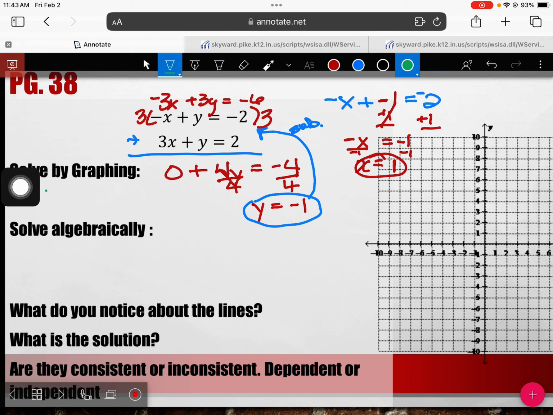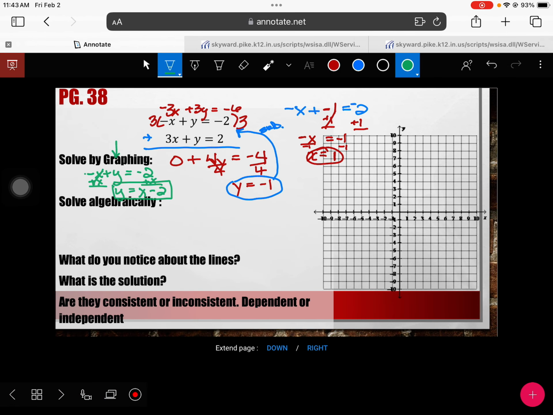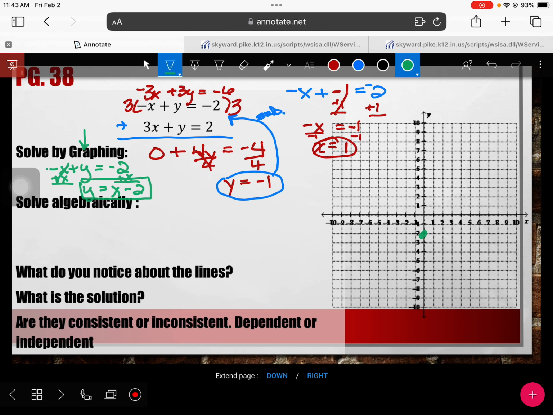Let's see. We have -x plus y equals -2. I want to isolate y, so I'm going to add x. y is equal to x minus 2, right? Okay, so that puts me at a y-intercept of -2 and a slope of 1 in front. So up 1 over 1, up 1 over 1, up 1 over 1. It's almost like a song. Okay, there's one line. So this is my first equation.